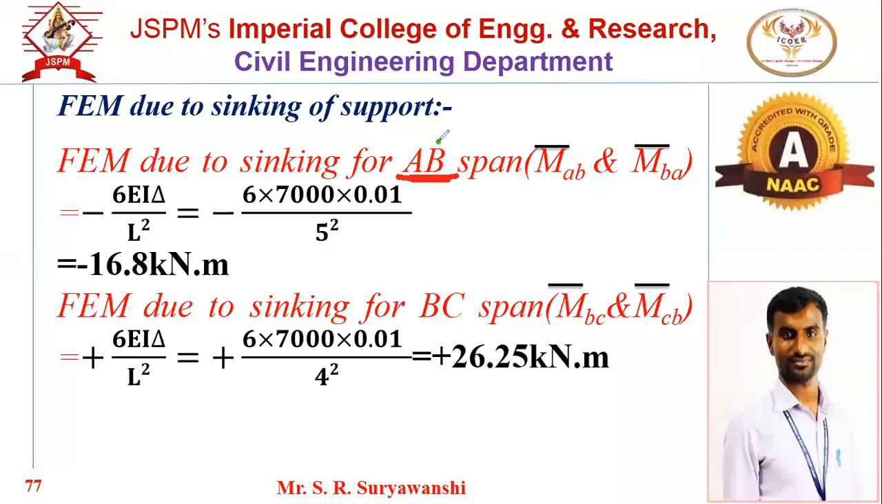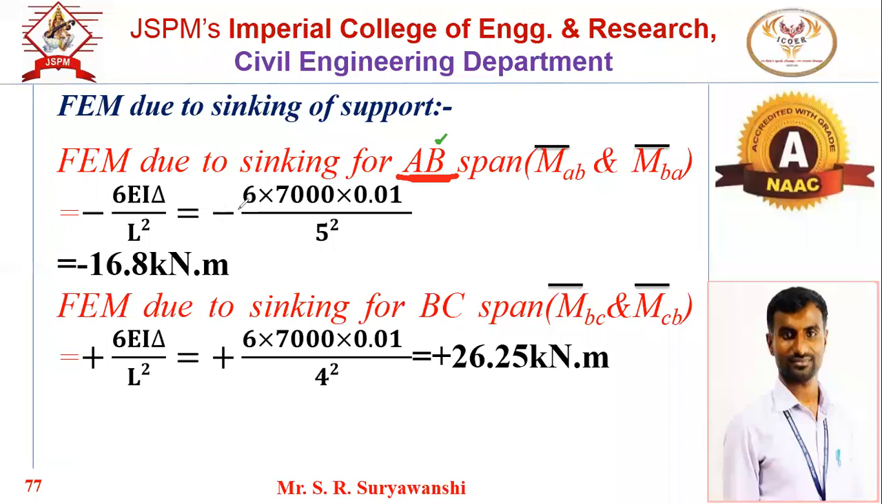Support B is having the sinking. Okay. Now support B is having the sinking. So for AB member or AB span, B is the right end. So that's why the right end is having the sinking. Moment will be anti-clockwise. Anti-clockwise means minus 6 EI delta by L square.